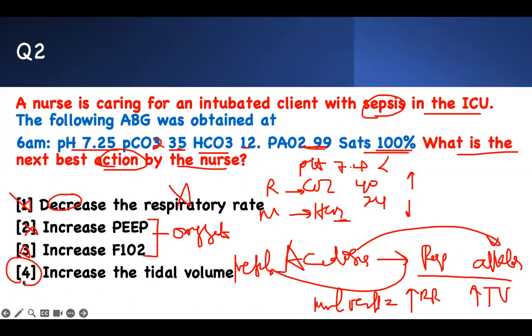Therefore, this has to be your answer. We are increasing our tidal volume to dilute the CO2 so that the CO2 will come down, probably to 25, and the pH will be normal. And that will make the patient happy. So the nurse is supposed to increase the tidal volume. This is how you use the ABG to take care of a patient.